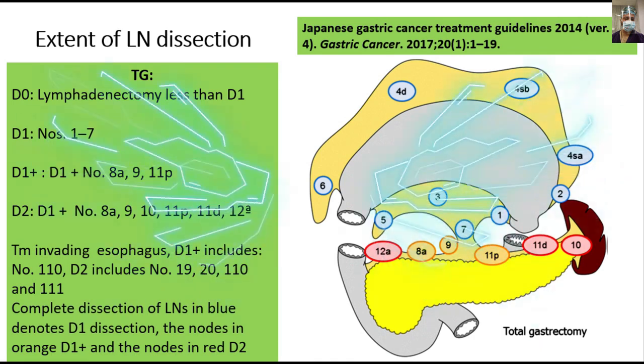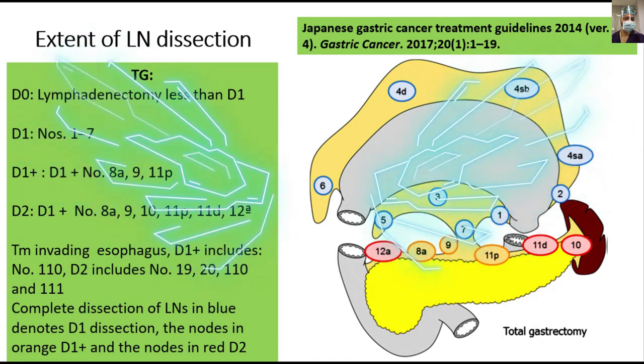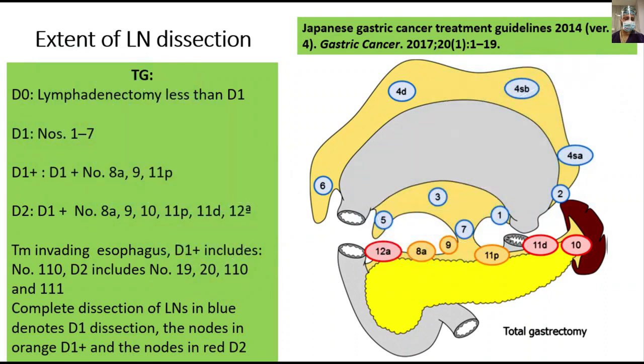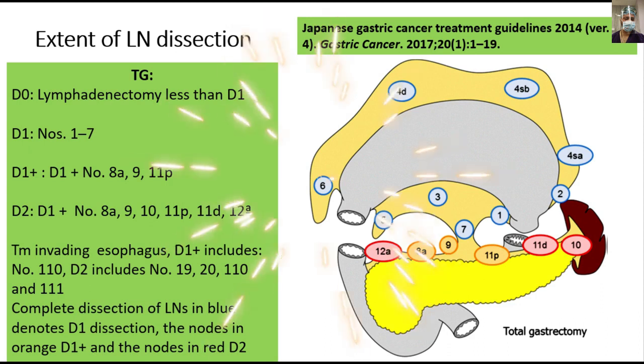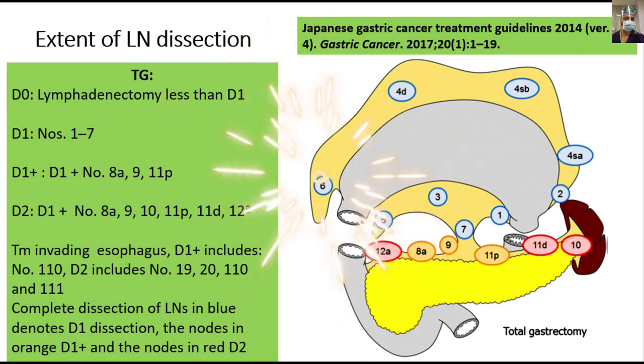In a patient in whom we are doing total gastrectomy, D0 lymphadenectomy will be less than D1, when we remove less than the 1 to 7 lymph node stations. D1 will be when we remove stations 1 to 7. D1 plus will be D1, that is 1 to 7, plus 8A, that is the common hepatic artery anterior superior, 9 will be your celiac axis and 11 will be proximal splenic artery lymph nodes. D2 is when we remove 1 to 7 plus 8, 9, 10, 11 and 12.